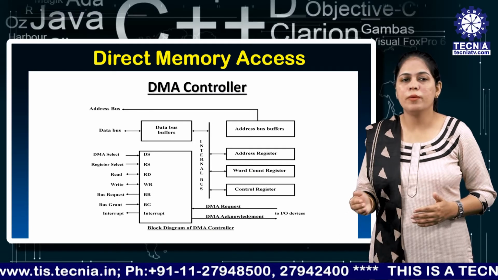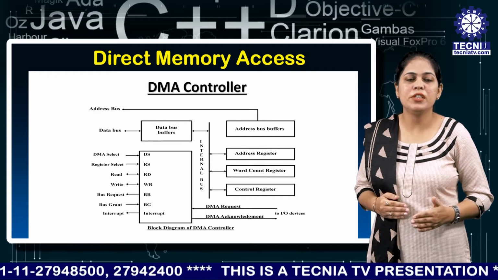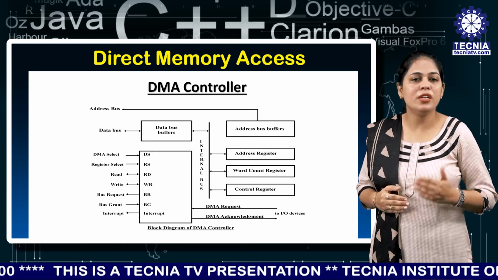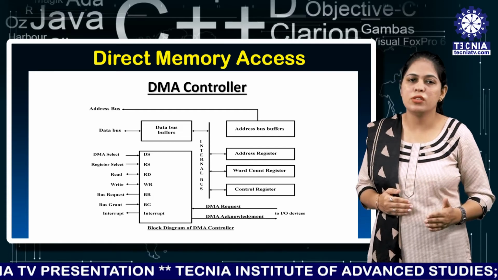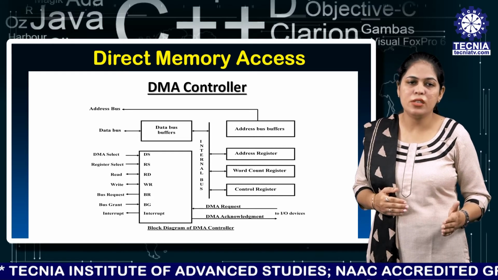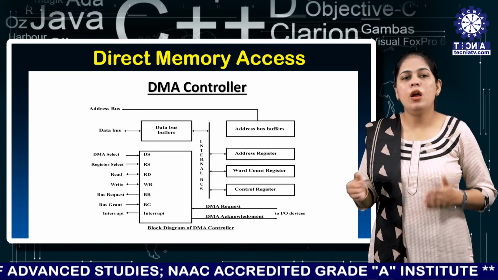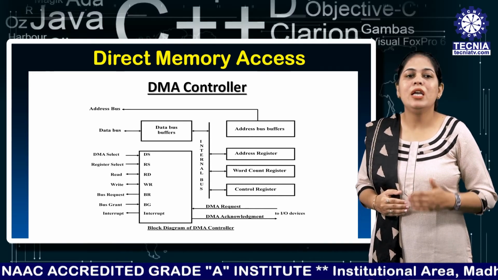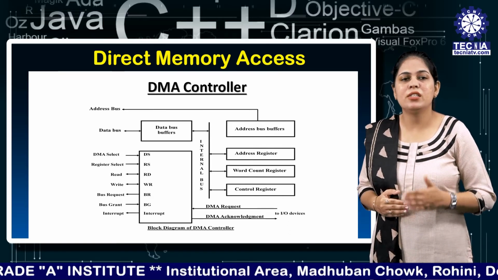Next is the DMA controller. The DMA controller needs the usual circuits of an interface to communicate with the CPU and the input-output devices. The DMA controller has three registers. The first one is the address register, the second one is the word count register, and the third is the control register. Let me explain one by one. First is the address register. The address register contains an address to specify the desired location in memory. The second one is the word count register. The word count register holds the number of words to be transferred. The register is incremented or decremented by 1 after each word transfer and internally tested for 0.